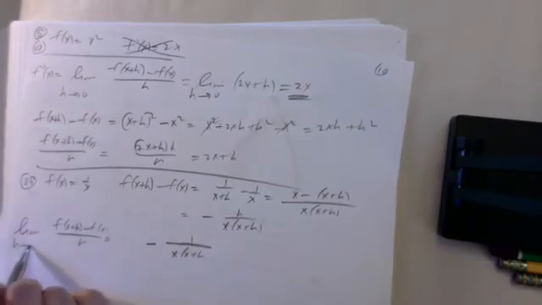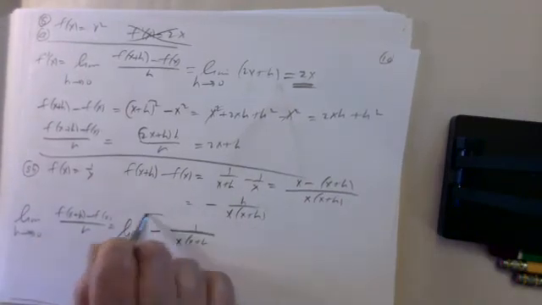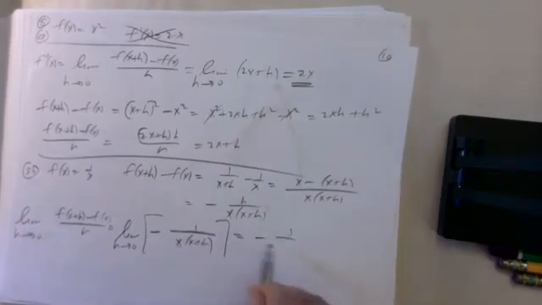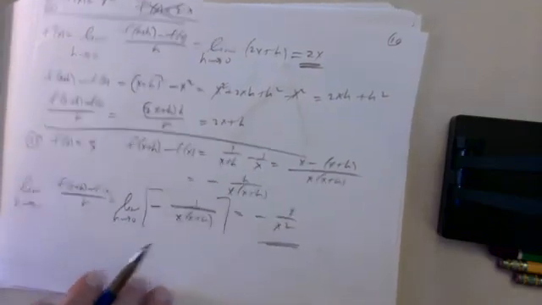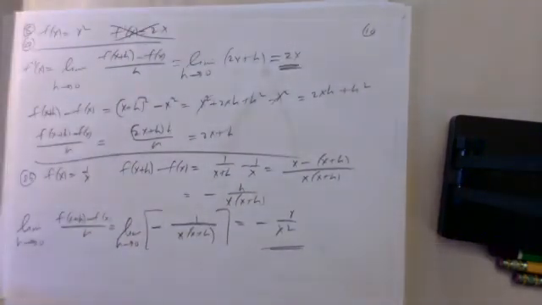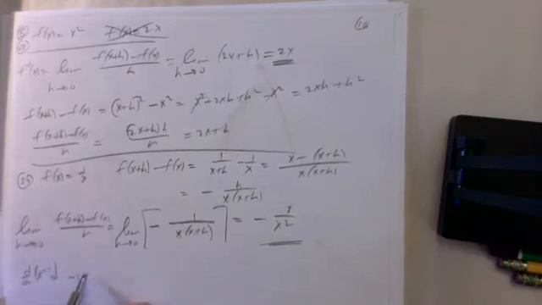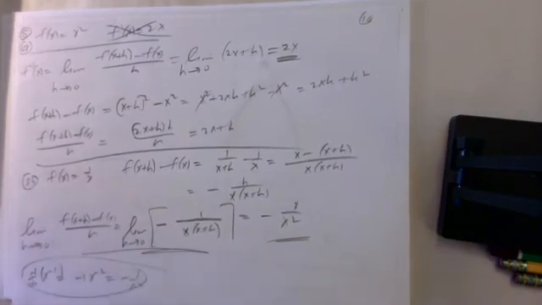And then we take the limit as h goes to 0. As h goes to 0, you get minus 1 over x times x. So this is a proof that the derivative of f of x equals 1 over x is minus 1 over x squared, which of course you knew by the power rule. You know that the derivative of x to the minus 1 is minus 1 x to the minus 2, or minus 1 over x squared. But this is the proof. This is what you needed to do for this problem.